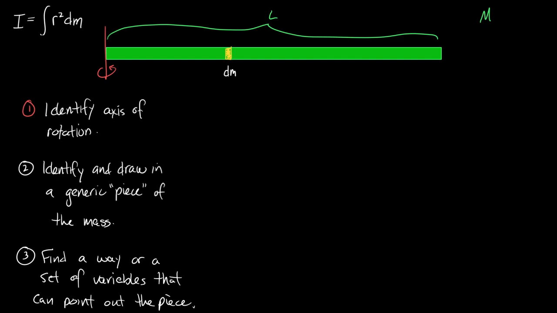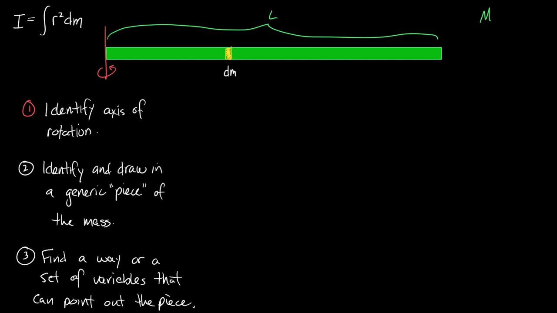You want to find a way or choose an appropriate set of variables to point out the piece of mass. Now, when I say point it out, I quite literally mean we want to find a way to use some kind of geometric terms to point out where the object is.